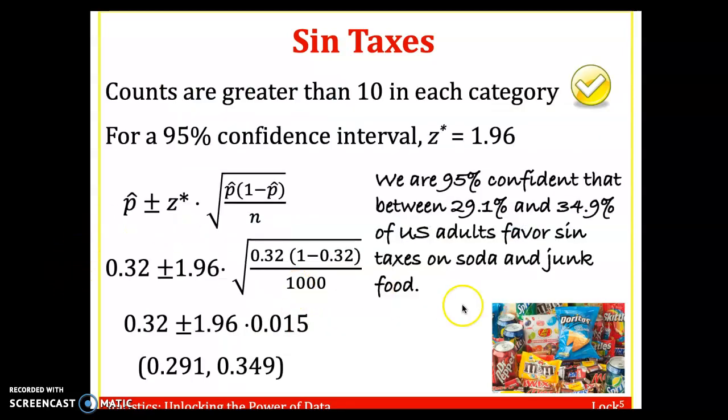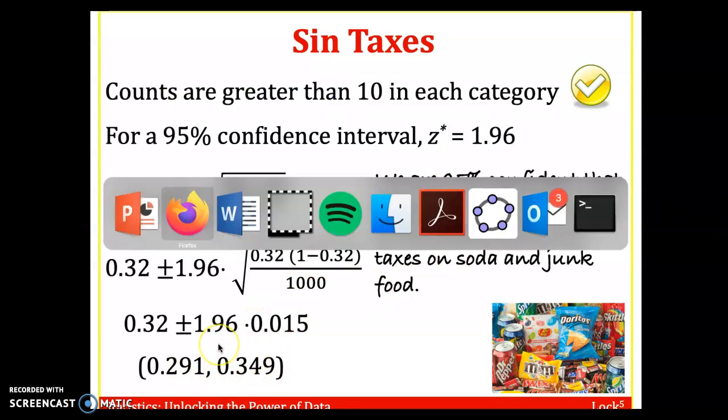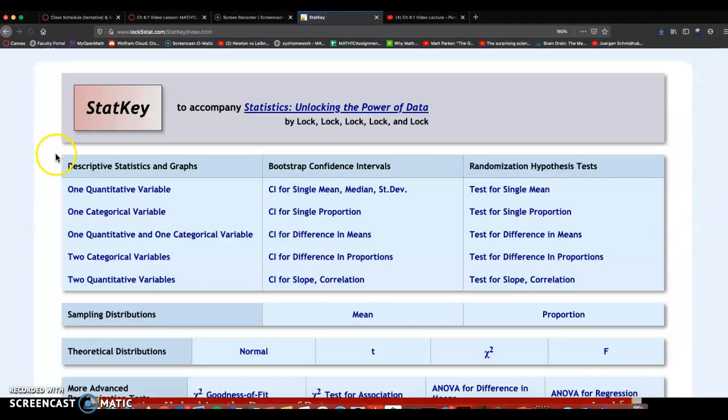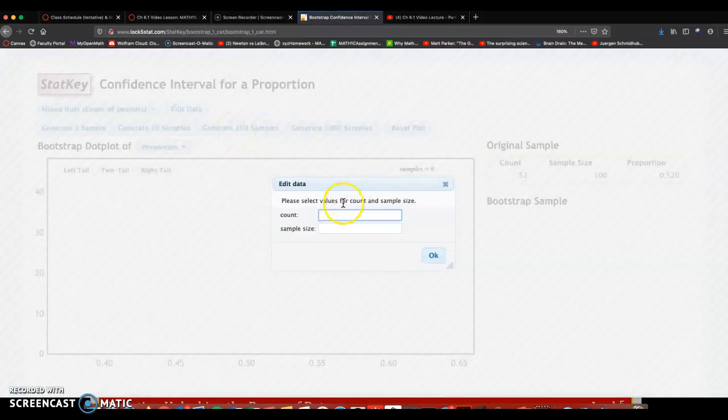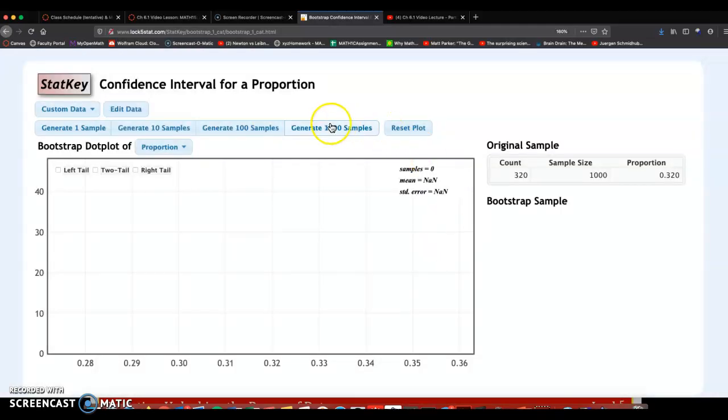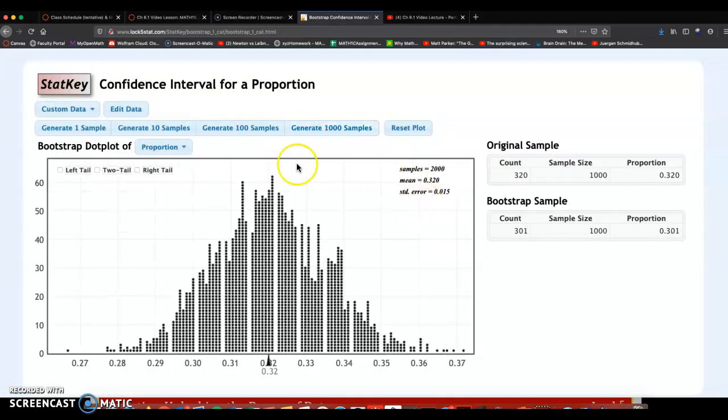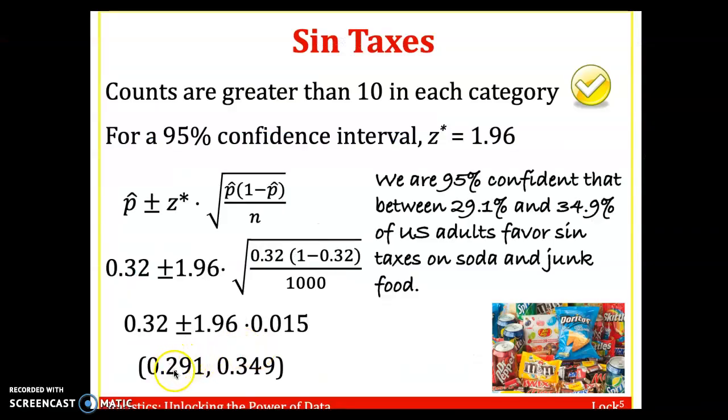All right, just to note right here, you have this confidence interval using the formulas. And again, if we go back to StatKey, we could have done this in chapter 3, without the formulas, the confidence interval for a single proportion. Click on edit data, and we had 320 over 1,000. Click OK. And if you generate a couple thousand, click on two tail, make sure that middle says 95%. Notice down here in chapter 3, this is how we construct the confidence interval, 0.292 to 0.349, versus 0.291, 0.349, so not the exact same, but very close.